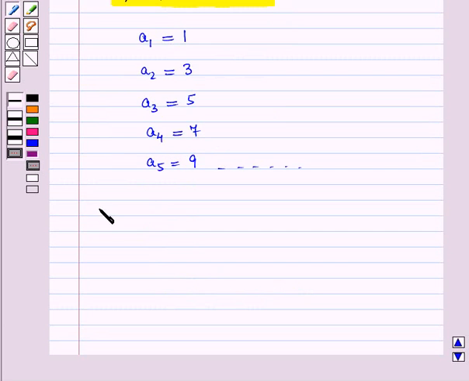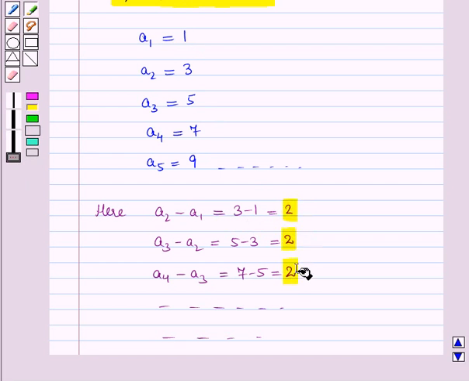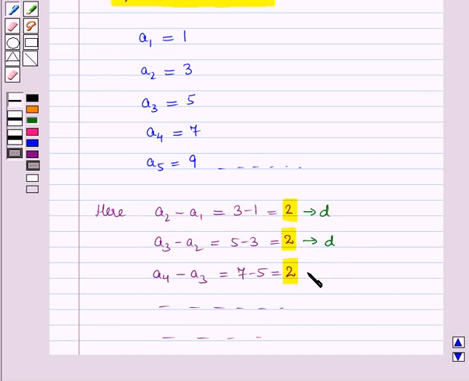And so on. Now here we can see that a2 minus a1, that is 3 minus 1, is equal to 2. Then a3 minus a2 is equal to 5 minus 3, which is again 2. Then a4 minus a3 is equal to 7 minus 5, which is also 2, and so on. Now here we see that each term differs from the previous term by 2. It means the difference is common, and this number is called the common difference, which is denoted by d.